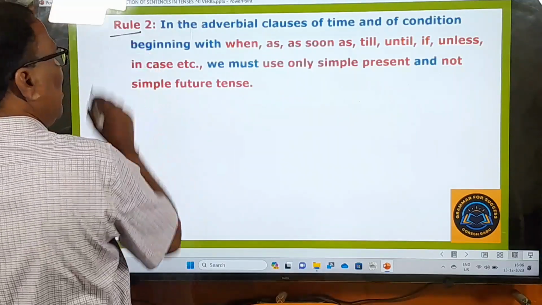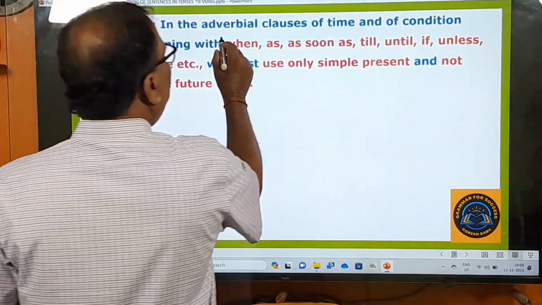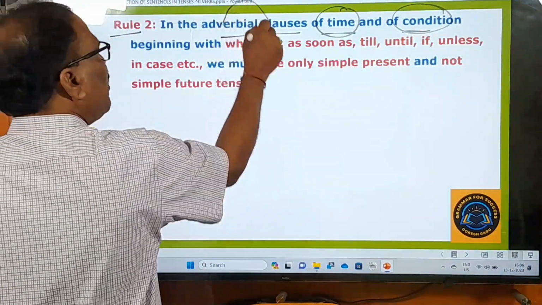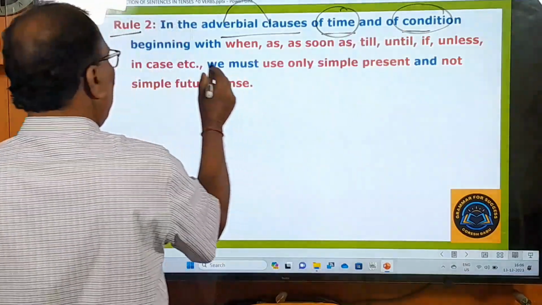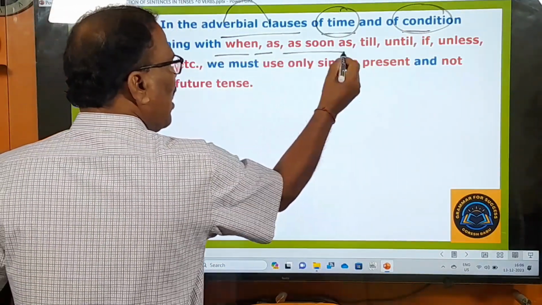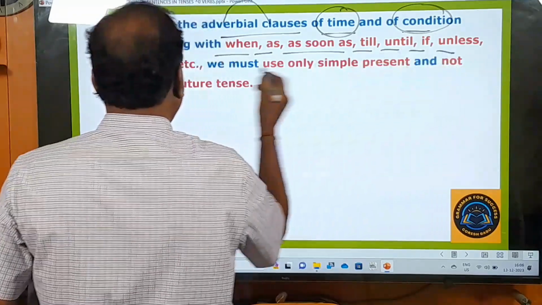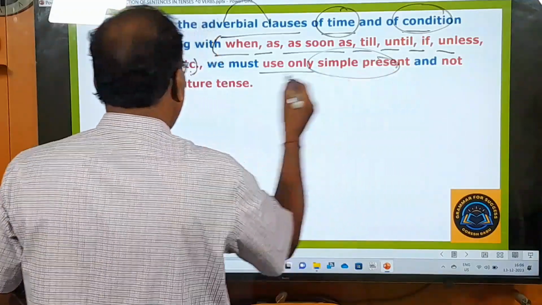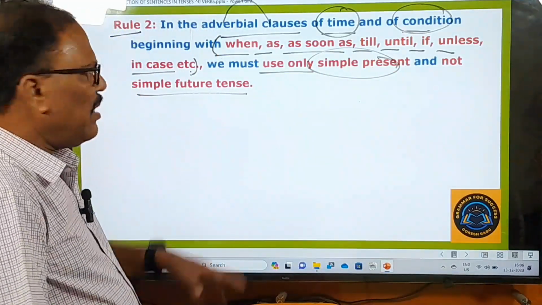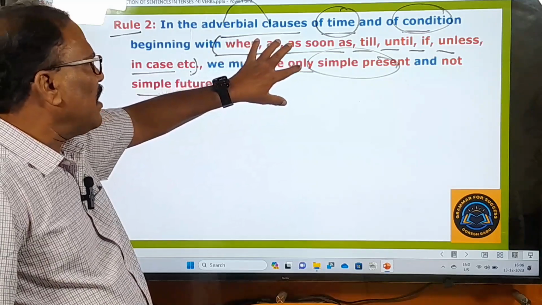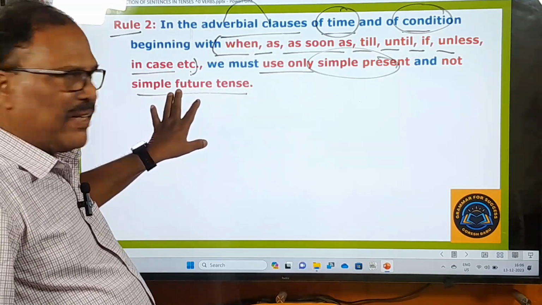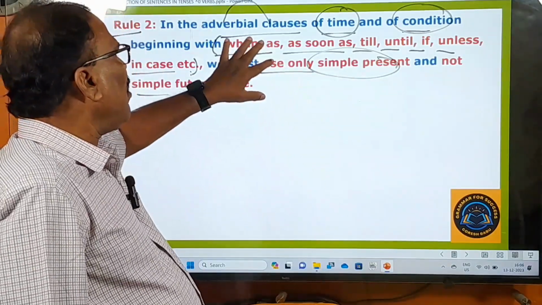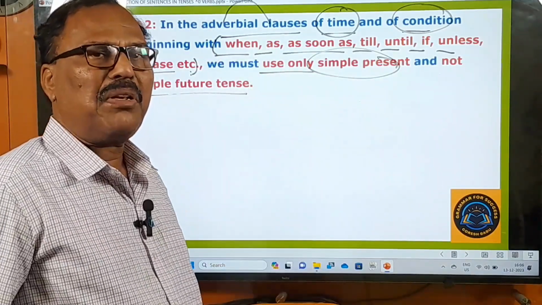Rule 2 is there. What is that rule 2? In the adverbial clauses of time and condition, keep these two things in your mind. In the adverbial clauses of time and condition, beginning with when, as soon as, till, until, if, unless, in case, etc., these are the conjunctions, we must use only the simple present and not the simple future. In the examination, with these conjunctions, the simple future tense is given, and we have to change this into simple present, because with all of them, we must use only the simple present tense.